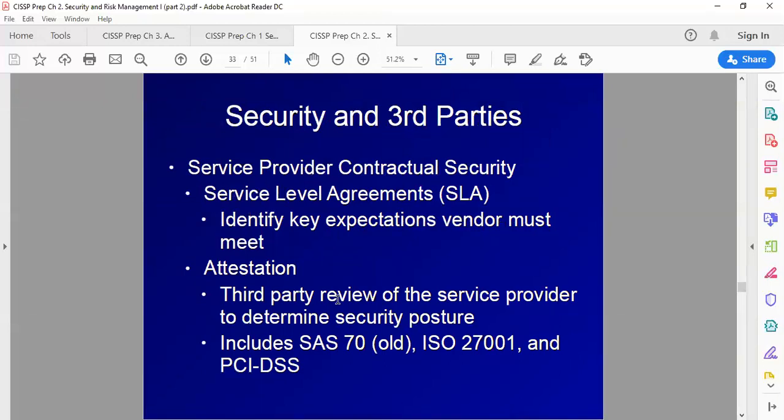SLA, service level agreements. Suppose you are providing a contract to a different vendor, right? Then you need to provide an SLA, a service level agreement. In the service level agreement, you define all the terms and conditions of the vendors, what they are going to do in the company, how much it costs, and what services they will provide at what point of time, everything is there. In addition, there is a third party review of the service provider to determine its security posture.